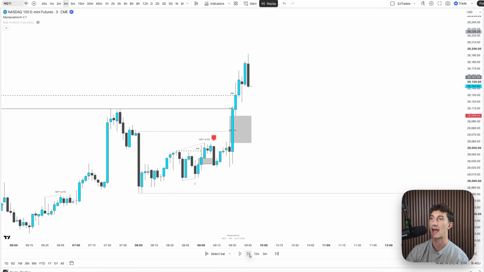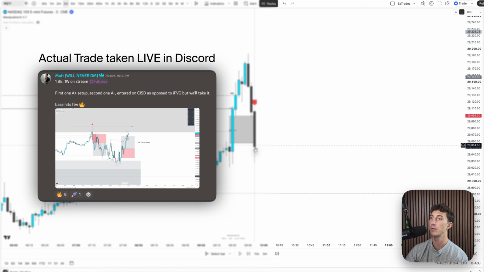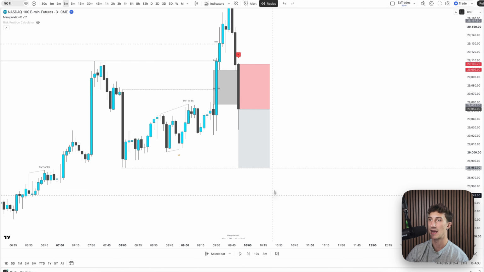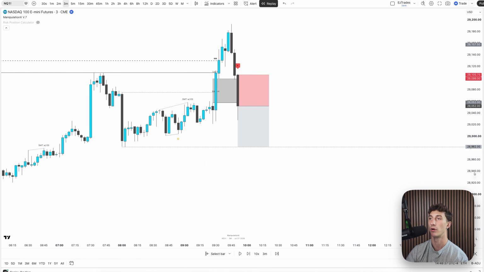And finally here, heading into that ICT macro window, we end up getting a 3-minute inversion here of this first fair value gap, and we get a 3-minute inversion of this second fair value gap. This is where we went short, stop loss at this candle high, and targeting the 8 a.m. low as our take profit for a 1.3 risk to reward.